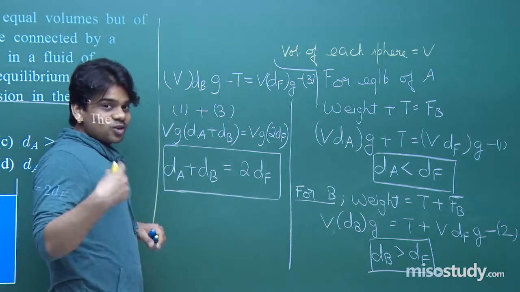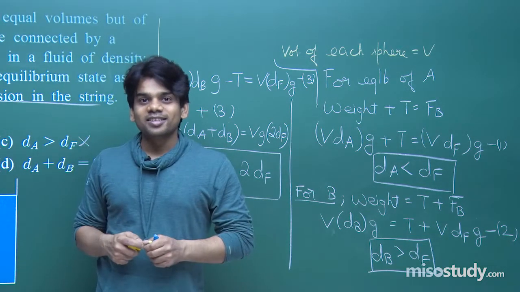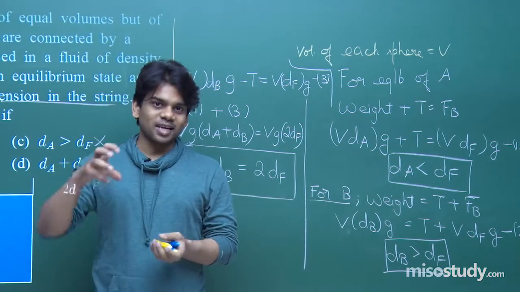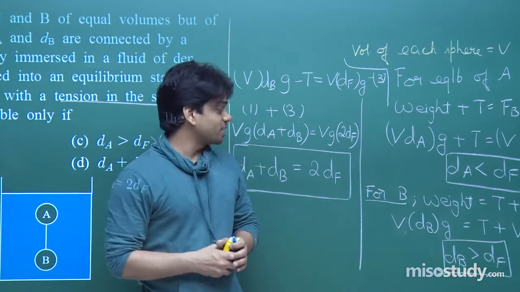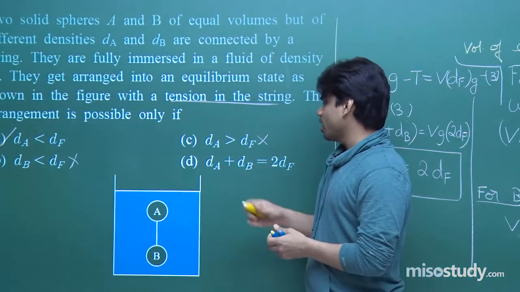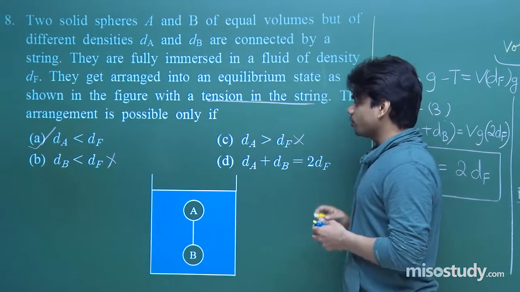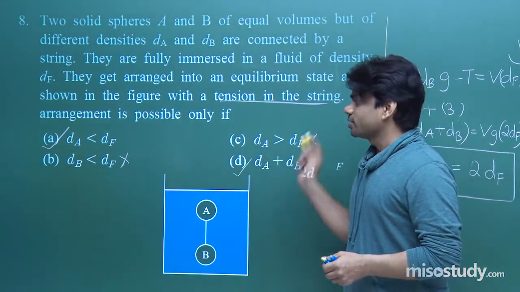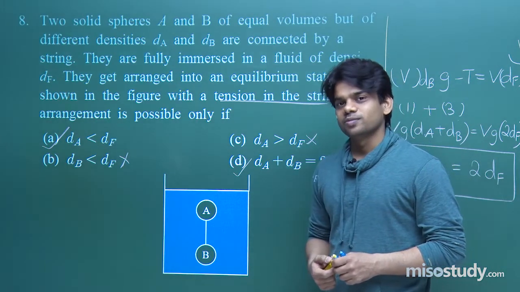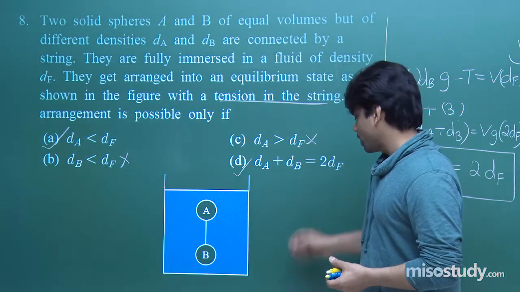Remember, in the last case also, if you check, twice the density of the fluid was equal to the sum of the densities of both the objects that are submerged. Here also we're getting the same thing: density of A plus density of B equals twice of dF. Option D is also correct. Correct options are A and D in this question also. Earlier also we got A and D, here also A and D.